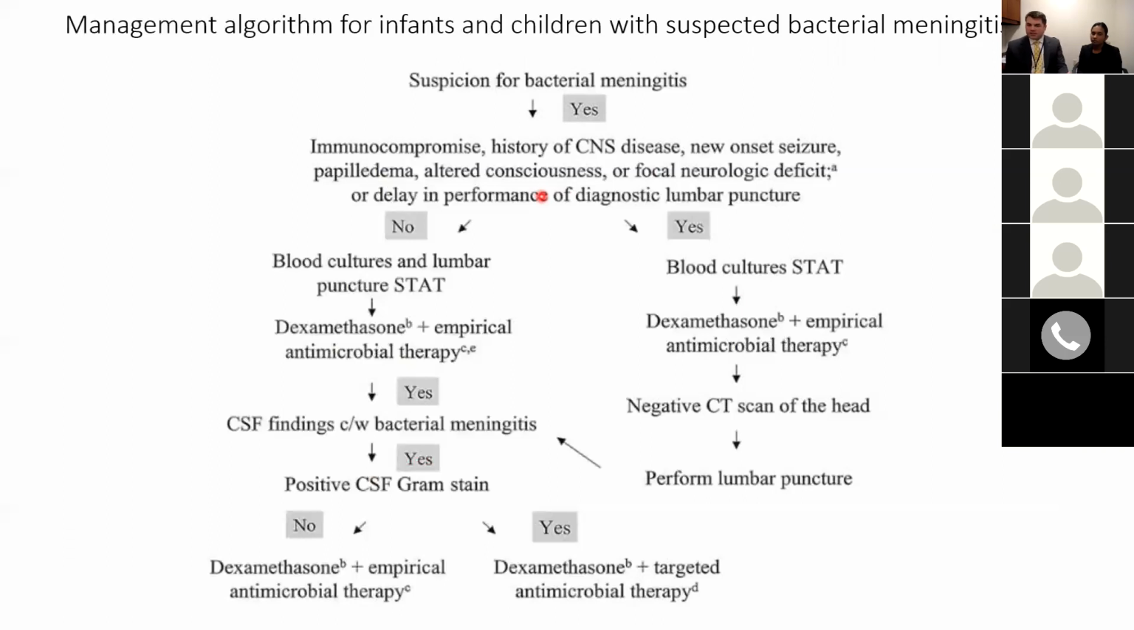Then if the CT scan says that they're okay, then do the LP. But if they don't have any of these things, you do the blood cultures, you do the LP, you give the antibiotics, and if you're going to give steroids, which we'll talk about in a minute, you give it then. Then you can go from there. You look at the CSF findings, and then you decide if you want to scale back the antibiotics or take them off altogether.